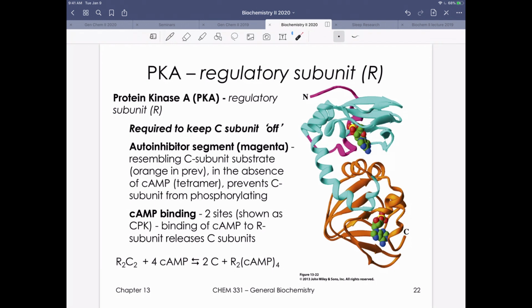But if we've got cyclic AMP around, cyclic AMP sort of distracts this regulatory subunit. The regulatory subunit will bind to the cyclic AMP, it will dissociate from the catalytic subunit, and now the catalytic subunit doesn't have anything competing with anything else binding in its active site, and it can do its chemistry.